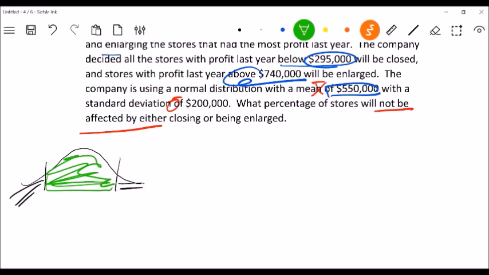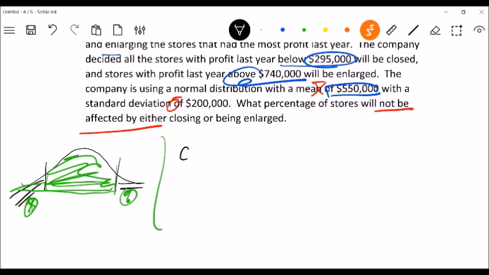We're going to find z-scores for those numbers, find out what percent this is and what percent this is, and just subtract them from 100. Or actually, we could find all of this one and then subtract this one from it. That's probably where we're going to go here.